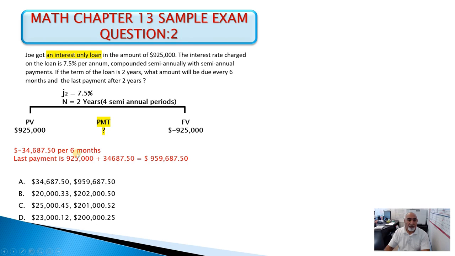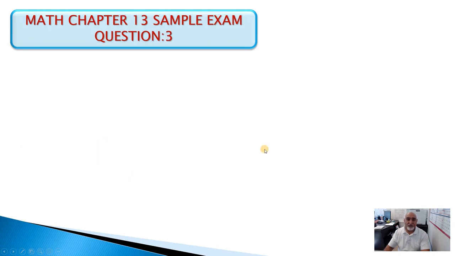So for every 6 months, 34,000. Last payment is 34,000 plus the 925. So this is the first answer.